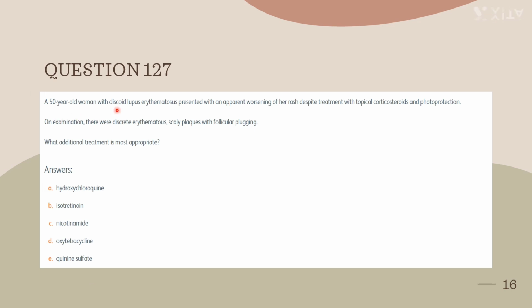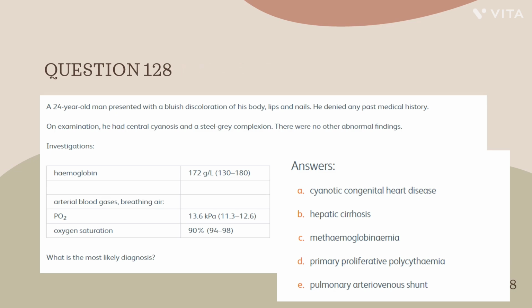Next question: a 50-year-old woman with discoid lupus erythematosus presented with an apparent worsening of her rash despite treatment with topical corticosteroids and photoprotection. On examination, there were discrete erythematous scaly plaques with follicular plugging. What additional treatment is appropriate? So, discoid lupus with worsening of rash despite your steroid and photoprotection. There are scaly plaques with follicular plugging. The next line of treatment is hydroxychloroquine. Okay, if they are not responding to steroid, give hydroxychloroquine.